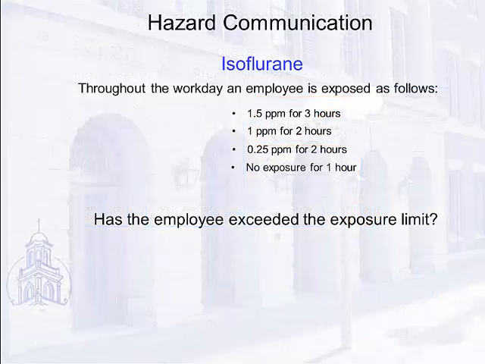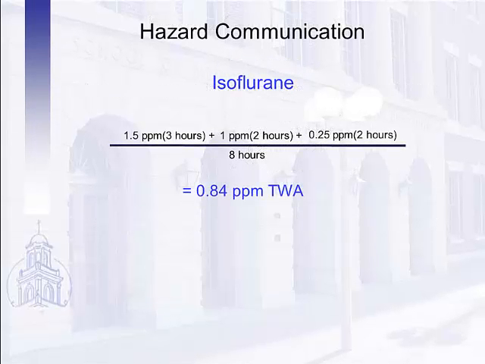An illustration of a time-weighted average is shown here. With a goal of 1 part per million, half the recommended exposure limit, the exposure shows 1.5 parts per million for 3 hours, 1 part per million for 2 hours, 0.25 parts per million for 2 hours, and no exposure for 1 hour, perhaps due to lunch break. Has the worker been exposed to above 1 part per million of isoflurane?